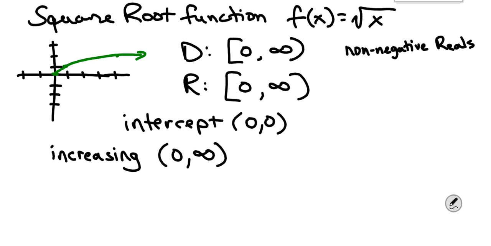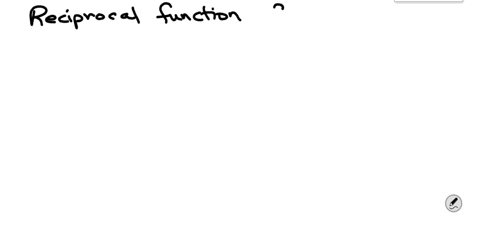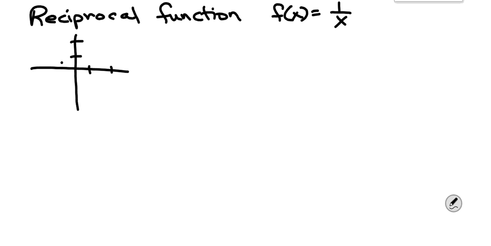And so those are probably the most familiar to us. And really the reciprocal one should be as well. The reciprocal function, which is f of x equals 1 over x. Just keep in mind that is the same as x to the negative 1. And so 1 over x is the same as x to the negative 1. When we graph this, I'll just put a couple points on here.